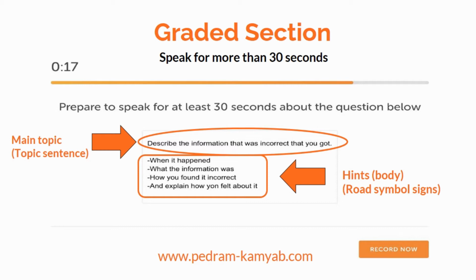It says when it happened, what the information was, how you found it incorrect, and explain how you felt about it. Even if you had no idea about the road symbol signs, you would definitely mention 2 or even 3 of them. So that's why I already told you no worries about the hints. Usually the last one or the last 2 are the ones you have to focus on. In this case, the last one, explain how you felt about it. So you have to keep in mind to mention your feeling after the event.